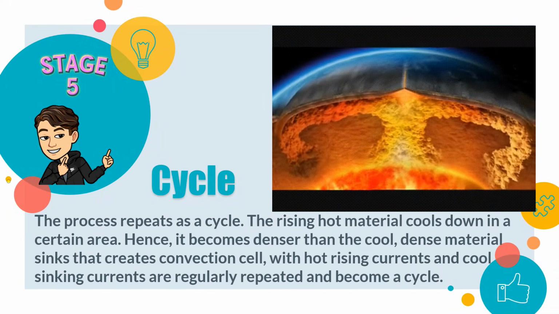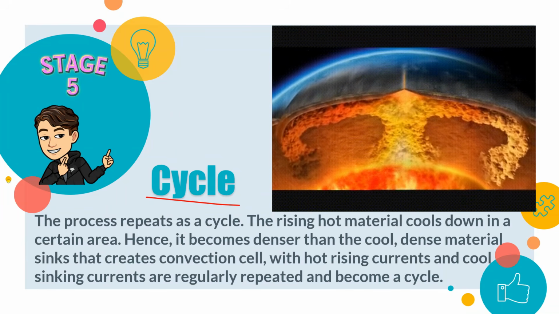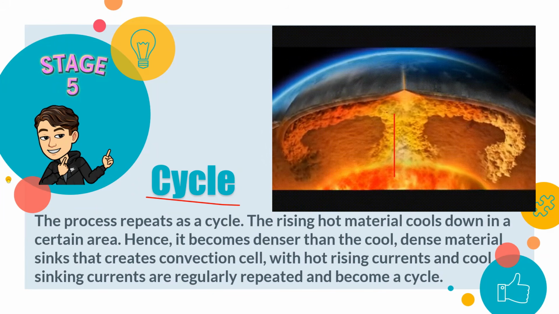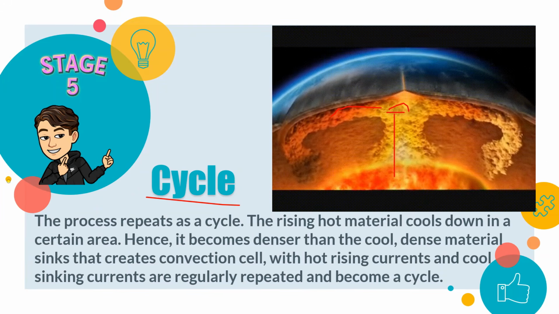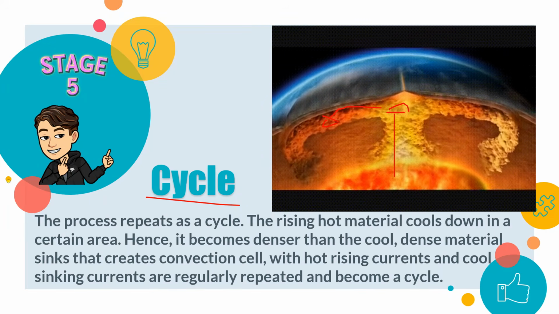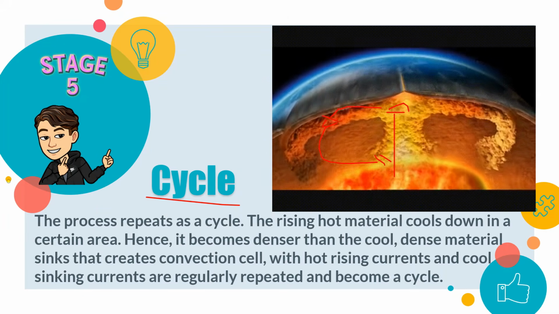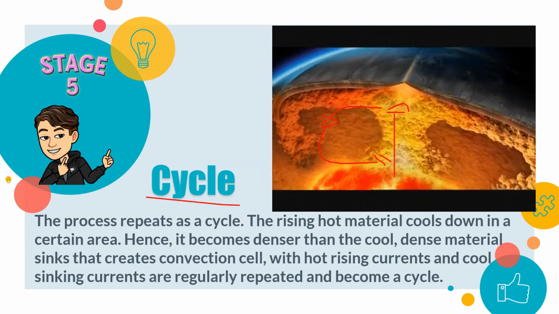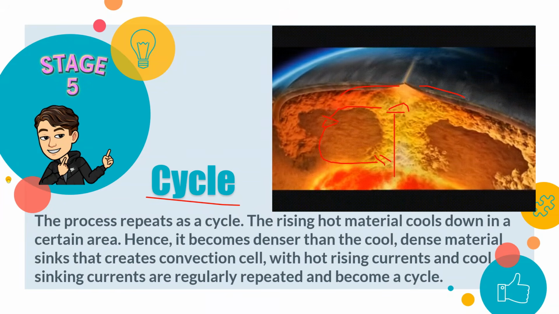And of course, stage 5 deals with the cycle. So yung process ay paulit-ulit. Yung rising of the hot materials, yung pagtaas ng mainit na material, and once it reaches the top, it would begin to cool down, and once it begins to cool down, it would be much denser and eventually goes down again only to be pushed upward again. Kaya nga tinatawag siyang cycle kasi paulit-ulit. That is convection current, and that is the reason kung bakit gumagalaw ngayon yung mga lithospheric plates.